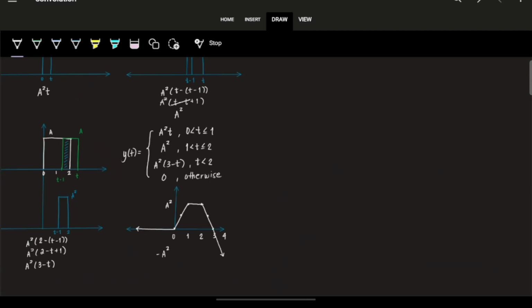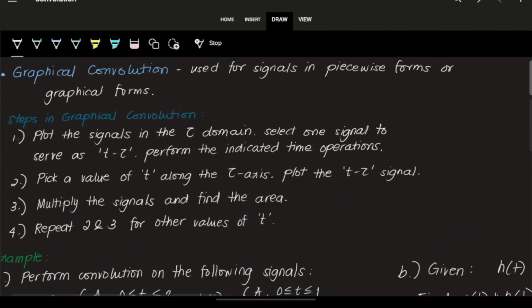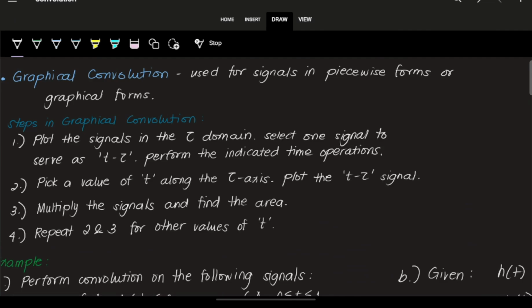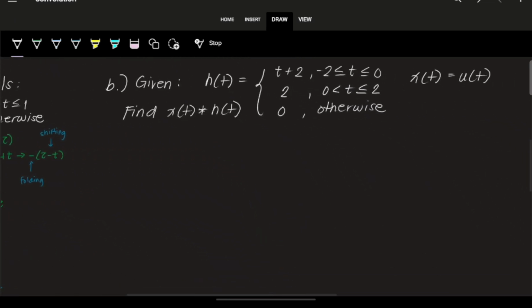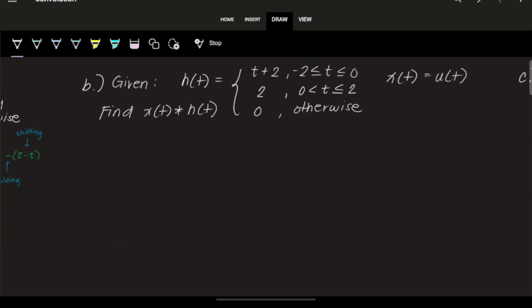Again, here are the steps. You can take a screenshot or whatsoever para medyo madali ninyong tandaan. Let's go to our second example. We have two given signals. Each of t is t plus 2 when between negative 2 and 0, then we have 2 between 0 and 2, and 0 otherwise. First, let's graph the signal.